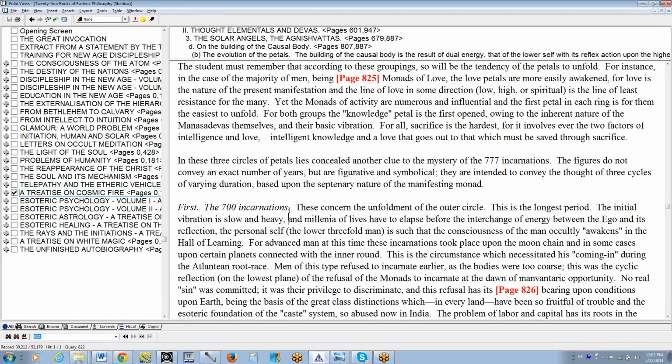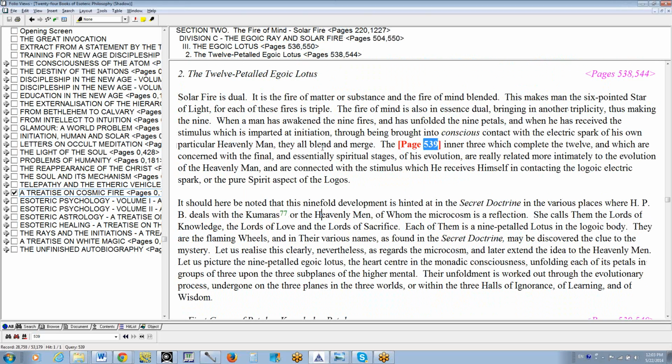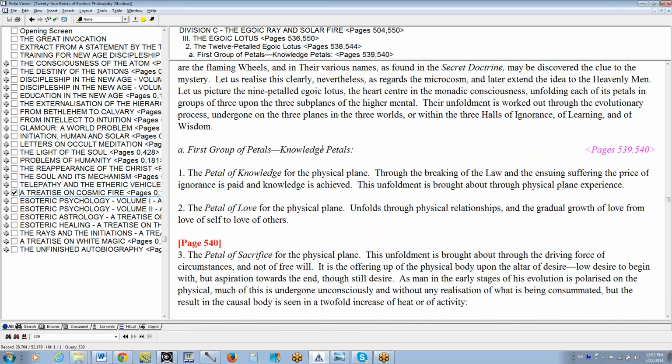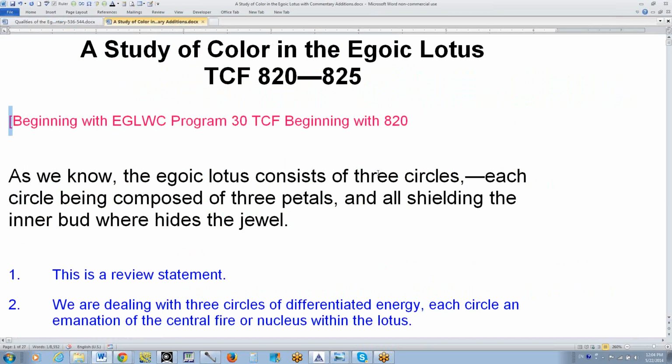Treatise on Cosmic Fire, and let's say 539. The 12-petaled Egoic Lotus, and he starts with, the petal of knowledge for the physical planes, for the breaking of the law, and the ensuing suffering, the price of ignorance is paid, and knowledge is achieved. It's kind of a historical summary of what is connected with each petal. So those, I think, are very valuable statements, and I have commented on them and drawn some zodiacal, planetary, and ray conclusions regarding the kind of activity that is occurring within that level of petal experience.